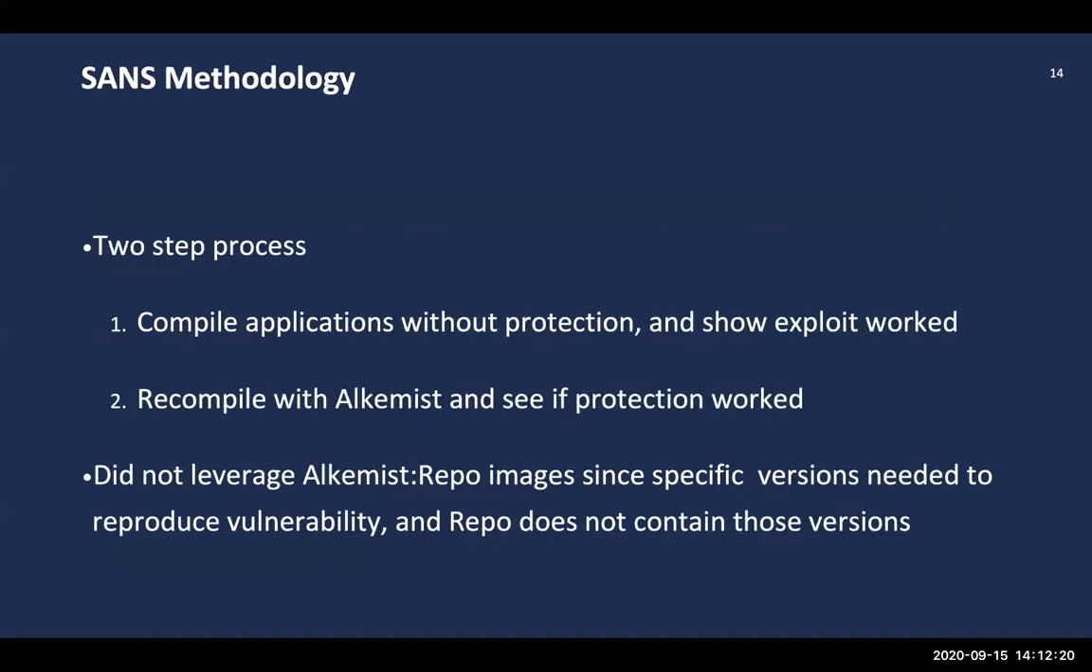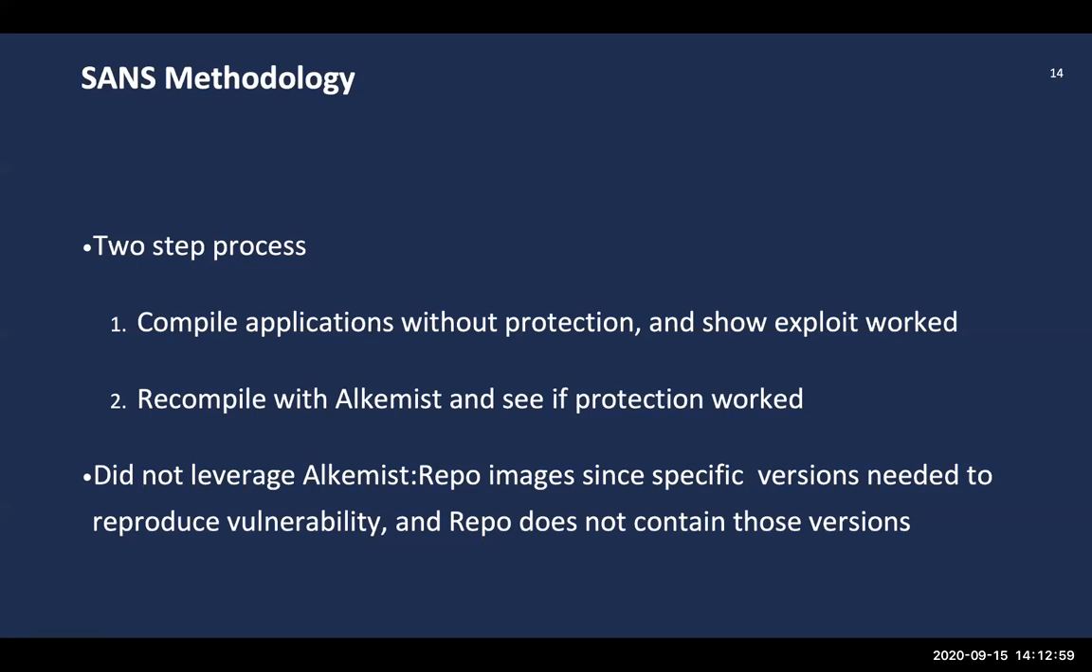So SANS's methodology was kind of a two-step process, and I'm really simplifying this here. They did a lot more as far as research and testing and whatnot, but basically they wanted to compile the application that they picked without protections, show that the exploit worked against that application, and then recompile with Alchemist to see if that protection worked as we said it did. Now, the first step is really important because exploits are often very fragile. And so we want to make sure that anything that we're testing breaks because of the protection in place, not because the exploit is fragile.